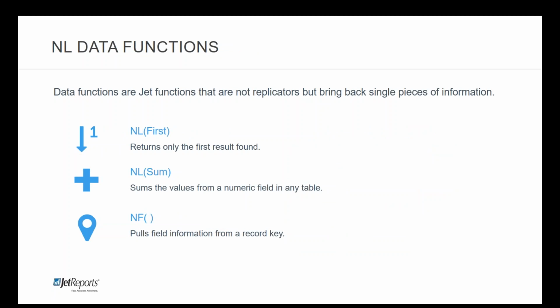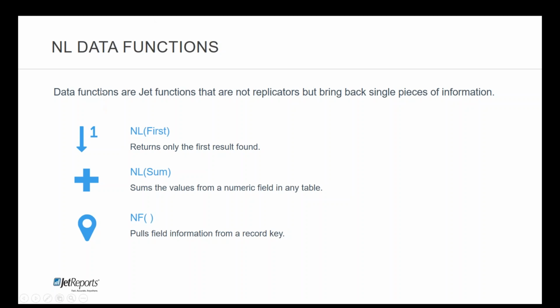We call them data functions because they pull back singular pieces of information. And there are three really common ones that you're going to use. You might have an NL first. If you've used Excel for a long time, you might be familiar with the VLOOKUP. The VLOOKUP says, I need to go look in this range of cells, find the first instance of this value that you're telling me to look for, stop there, and then bring back some piece of associated information with it. That's what the NL first does.